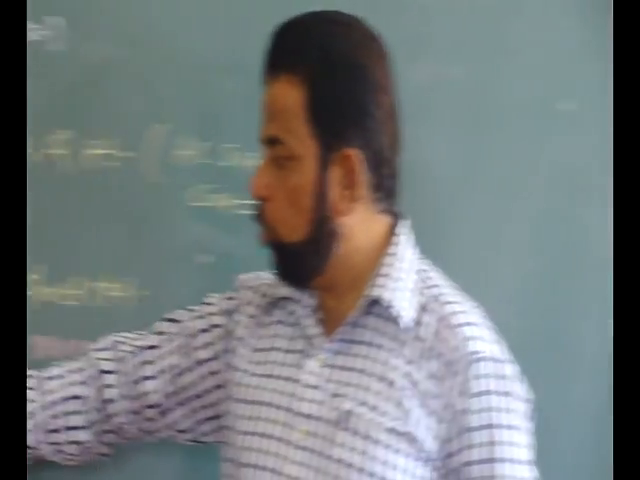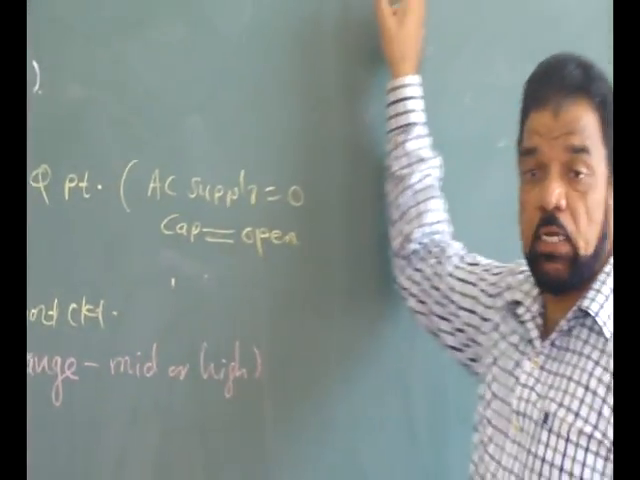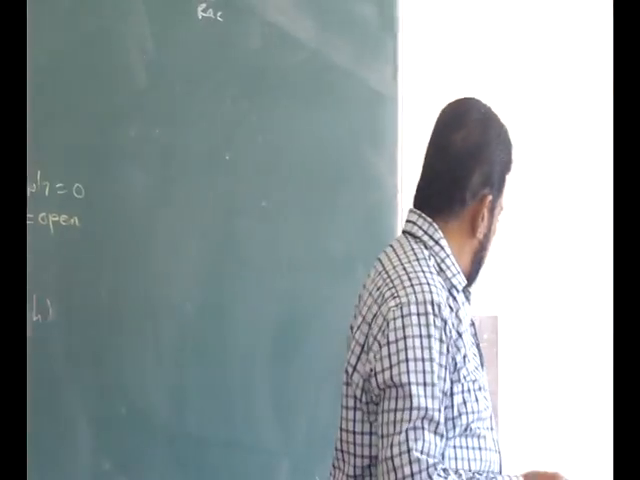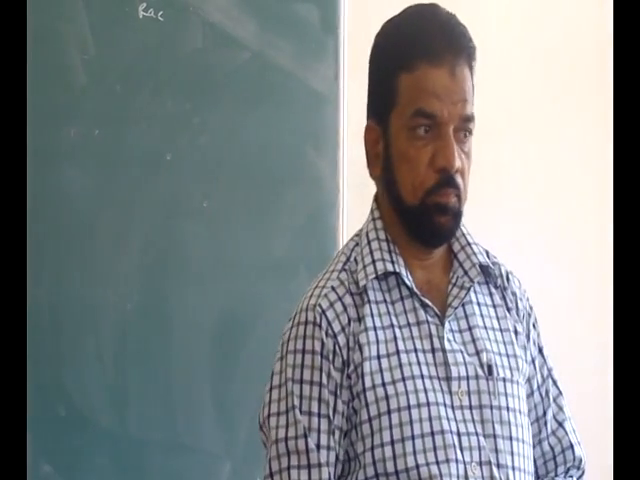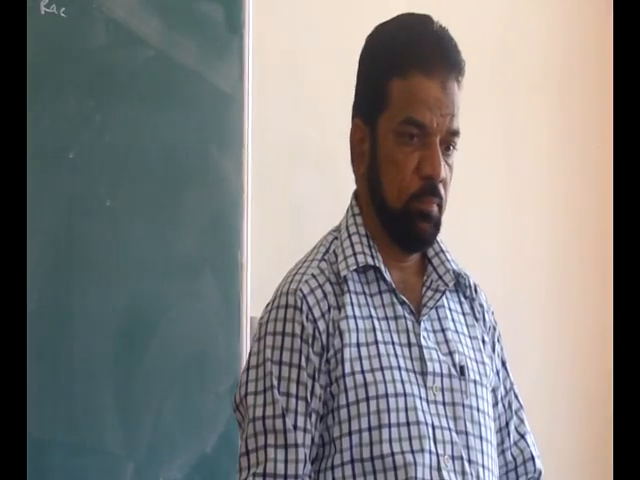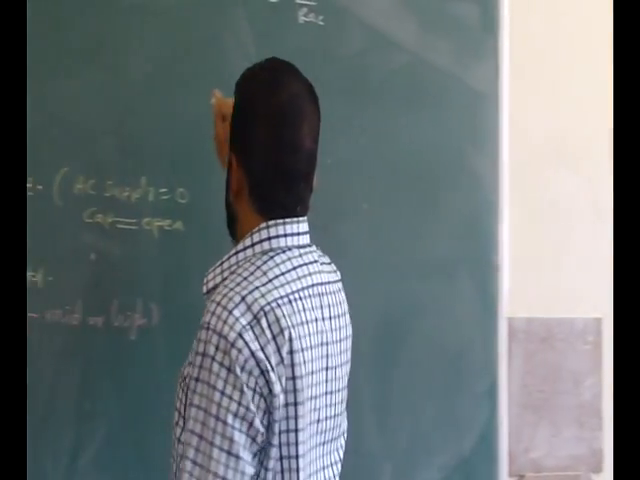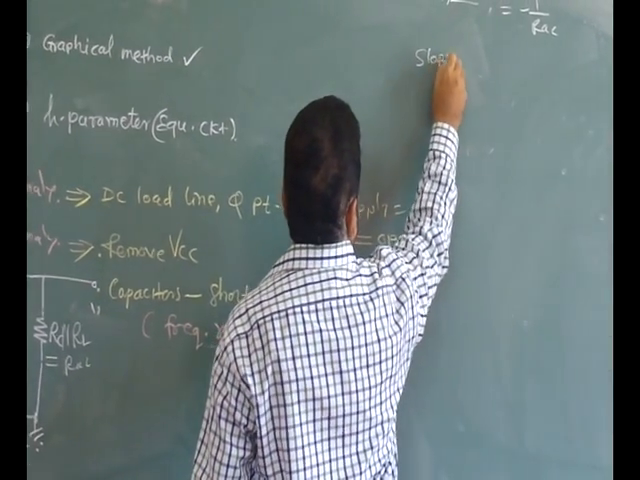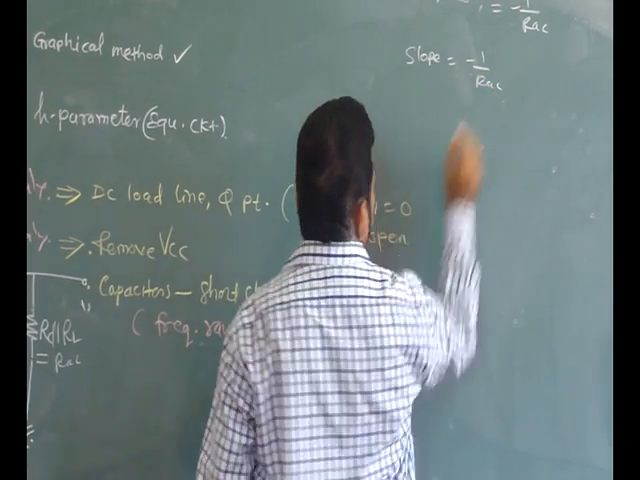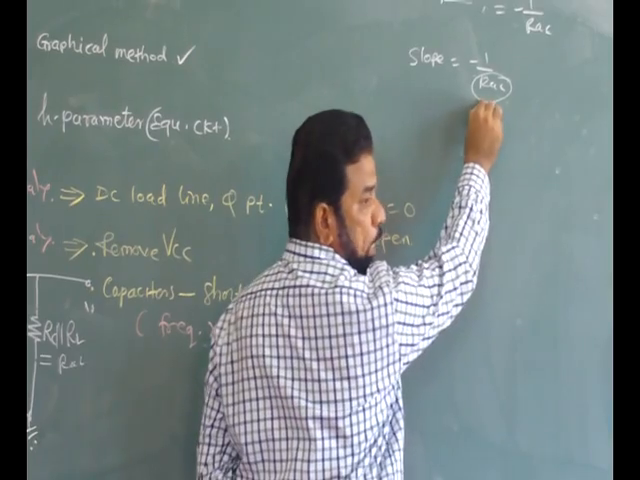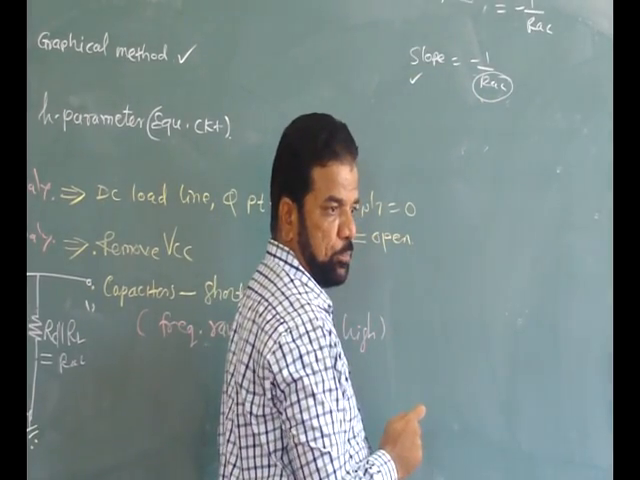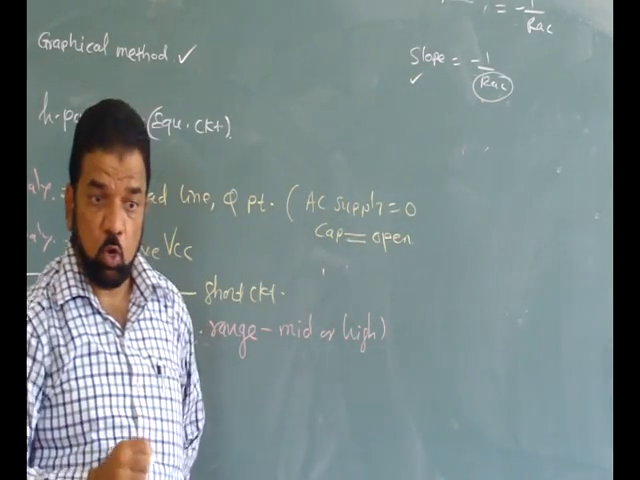That means whatever slope is there, that slope is minus 1 by RC. Now the question is, if the slope is given, can you plot a line? Lines of slope minus 1 by RAC. That means with a known RAC, your slope is known. So can you draw a line?